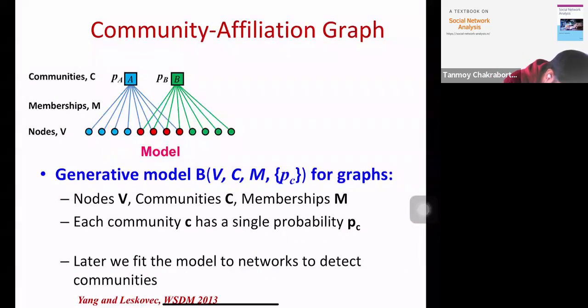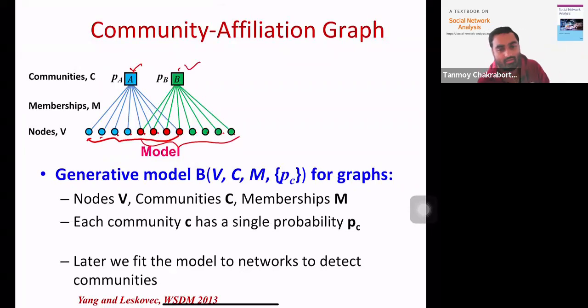Let's assume that you have 12 nodes and you have two communities, community A and community B. One is a sky blue community, the other is a green community, okay? And you also know that this set of nodes belongs to community A and this set of nodes belongs to community B. Assume that you know this information, so you know the community membership information. And you see that this red set of nodes belongs to both communities A and B, okay?